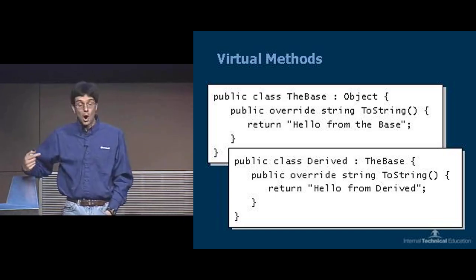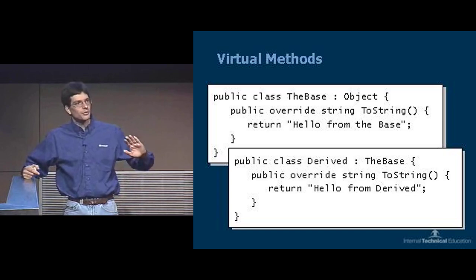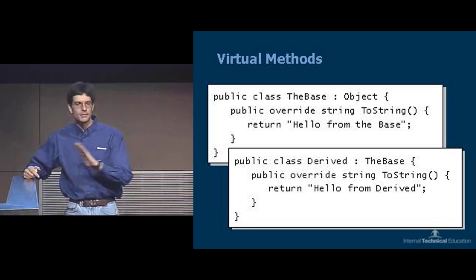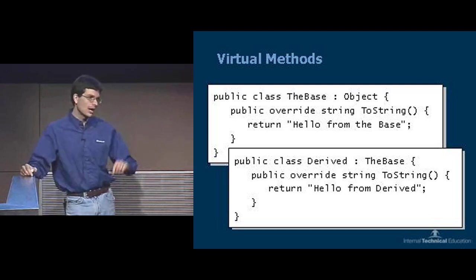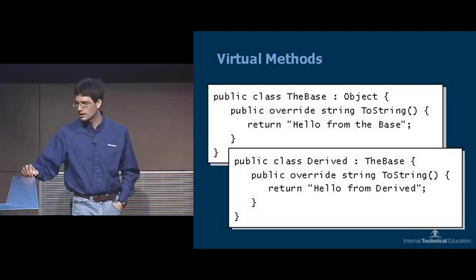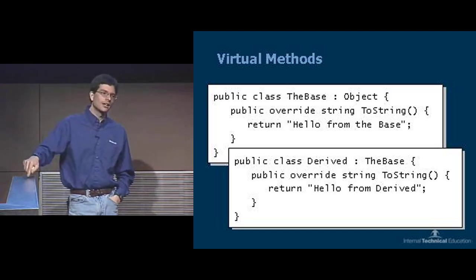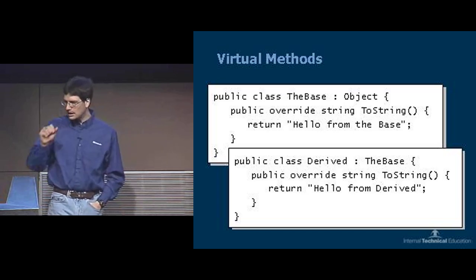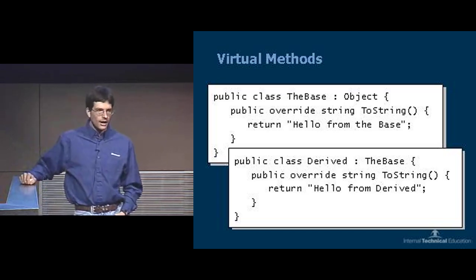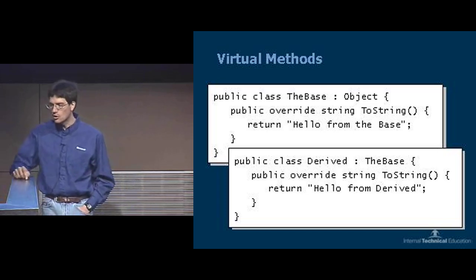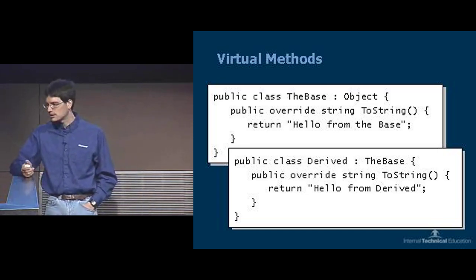So what I'm doing here is I'm overriding it. I'm saying, look, thank you very much, object, for that implementation. I'm going to completely replace it with my own implementation, and I'm going to return hello from base. And then I have another class called derived that inherits from the base, and it overrides toString again. And this time it says hello from derived. Okay, so that's the scenario.